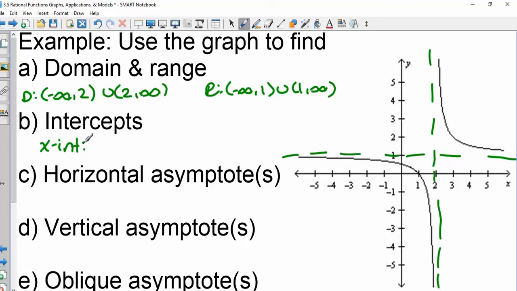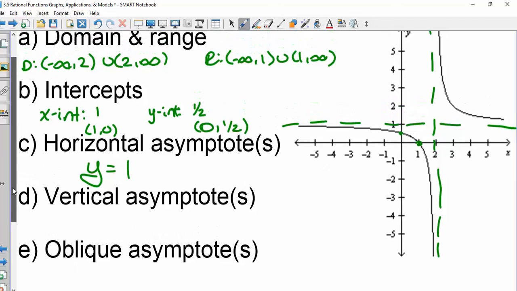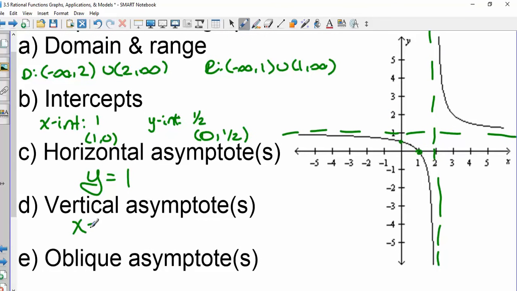Okay, intercepts. X-intercept means where do you cross the x-axis? The x-intercept is 1, or if you wanted to write an ordered pair, it'd be (1, 0). Y-intercept, we hit the y-axis at 1/2-ish. We can't tell for sure because I didn't give you an equation. Or if I gave you an ordered pair, it'd be (0, 1/2). What is the horizontal asymptote? y equals 1. Make sure it's an equation. Horizontal is y equals. Vertical?